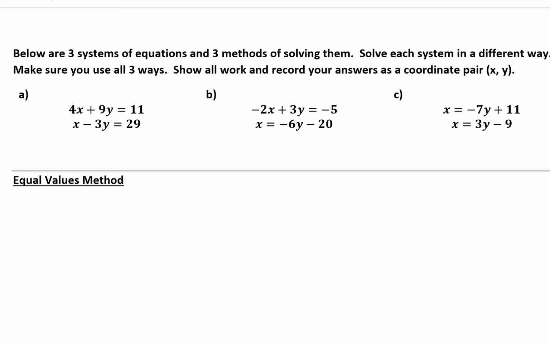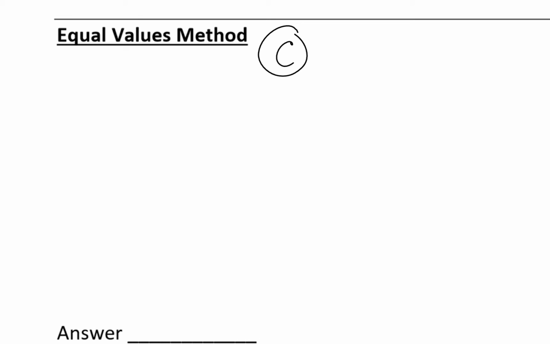Good job. I think that probably the one that's set up best for the equal values method is system C. The reason I say that is that C has these statements that x is equal and x is equal. So let's solve system C using the equal values method. I'll zoom in and write it down. I think it's a good idea to always write what you're starting with. So I've got x is negative 7y plus 11, and x is also equal to 3y minus 9.